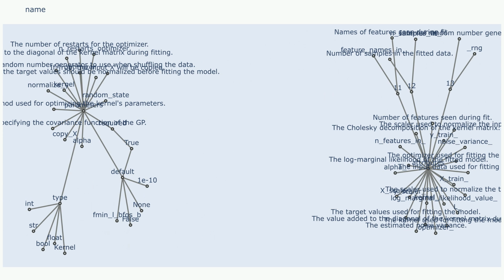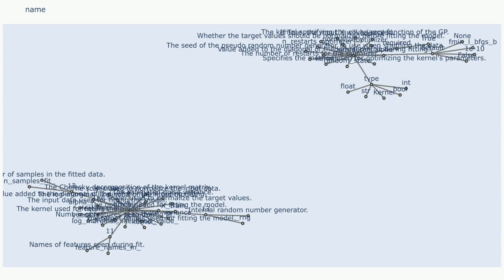Noise level. Noise accounts for inherent noise in the data. This parameter controls the variance of the assumed noise distribution. Optimizer. This determines the best parameters for the kernel function based on the training data. Popular choices include fmin_l_bfgs_b and fmin_cobyla.